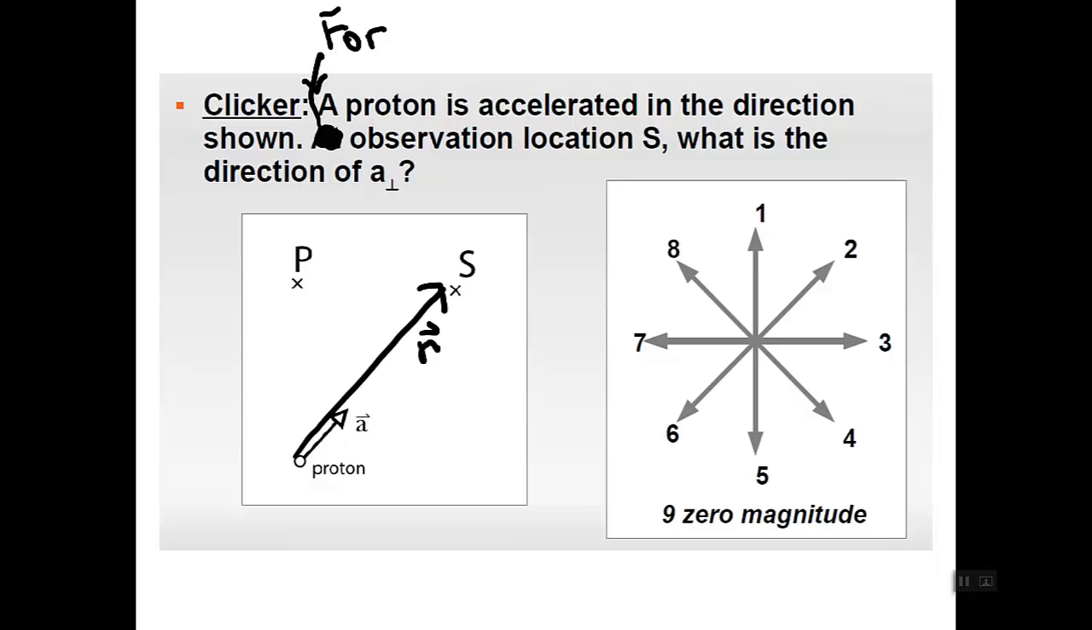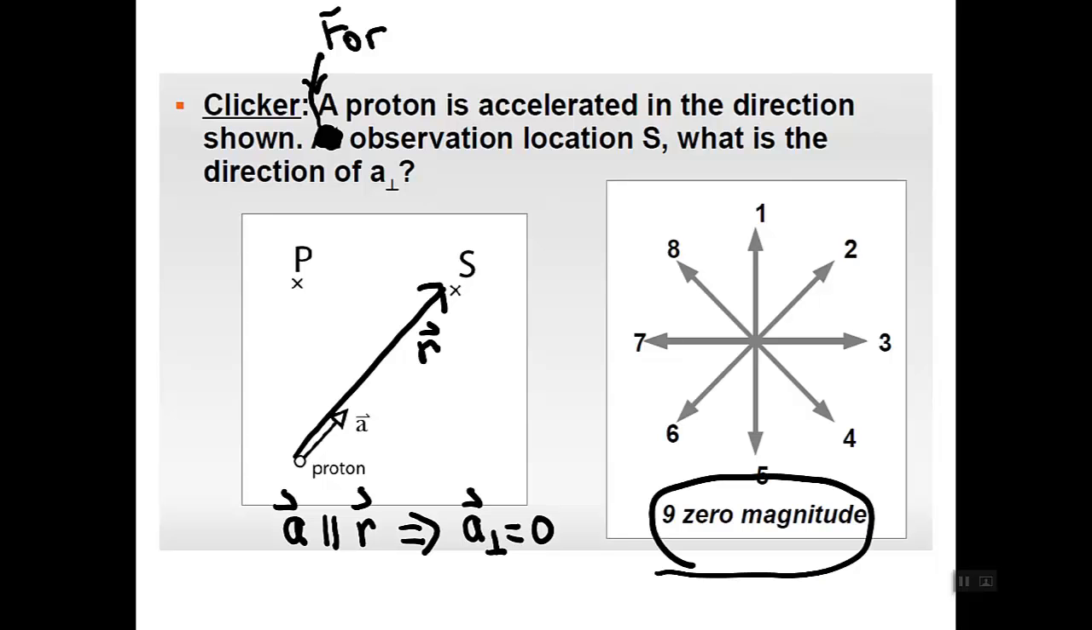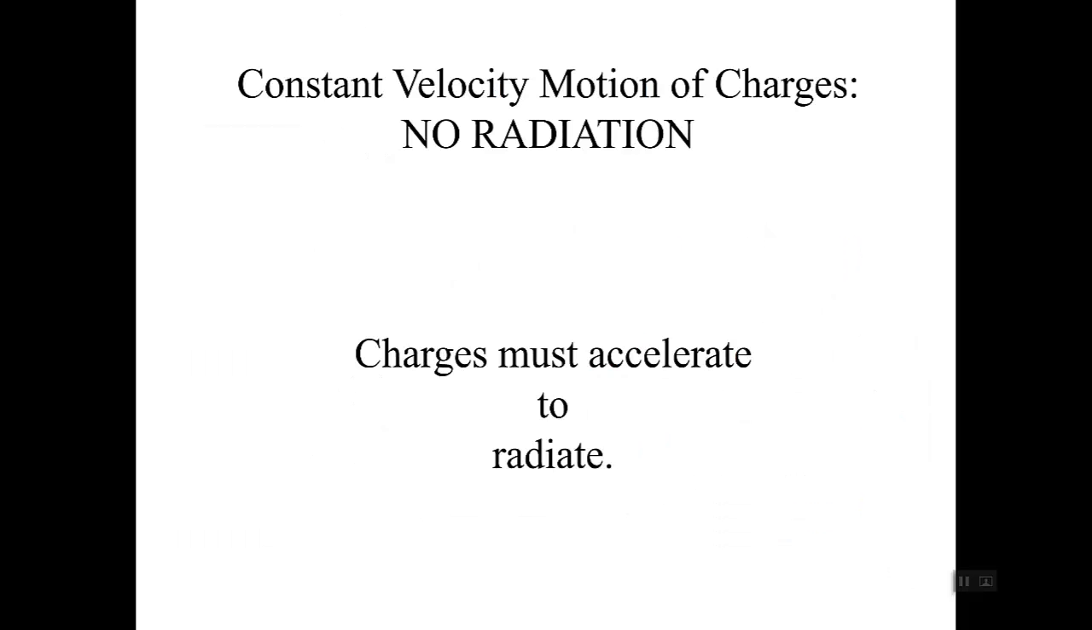Notice that when we sketch in the vector R that locates the observation location S with respect to the accelerating charge, we see that vector R and vector A representing the acceleration are parallel. That means A perp must be 0. Therefore, it must be the case that the radiative electric field at observation location S is also 0. Note this happens when the observation location is in the direction or in the opposite direction of the acceleration of the charge.